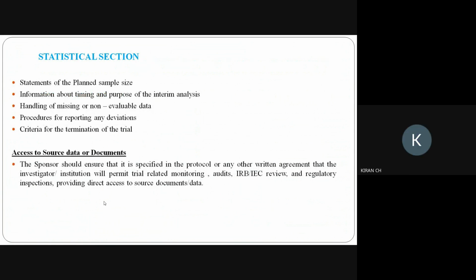Next, statistical section. In the statistical section, they mainly mention how many patients are enrolling into the study, and after taking the data, how we are going to analyze each data.